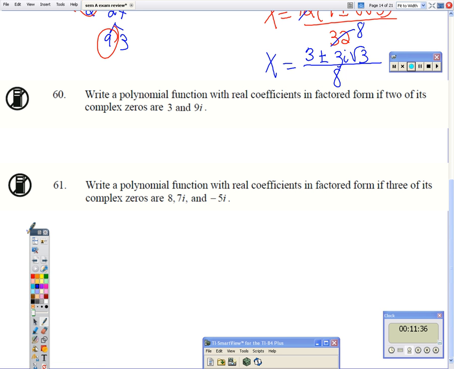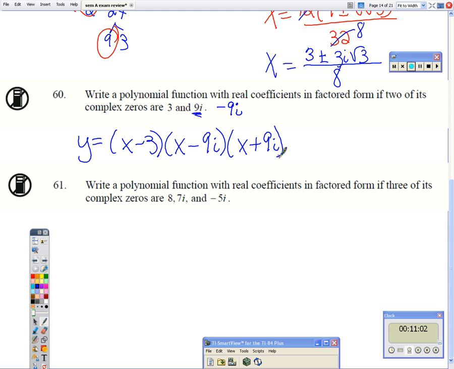Now, if two of the complex zeros are 3 and 9i, I'm missing an imaginary zero. They come in pairs because when you square root a negative to get that i term, you have to have a plus or a minus. So we need to use all 3 of those. Now, it doesn't say in standard form. So I can leave it in its factored form just like that.